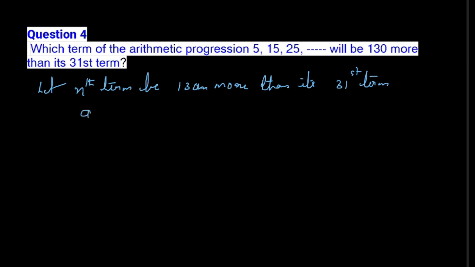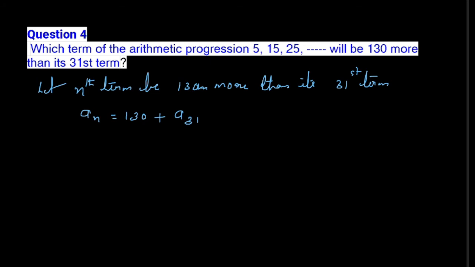So the nth term is an, right? So an must be 130 more than, so we have to add it, right? 130 plus the 31st term, that is A31. So an is equal to 130 plus A31. This is the condition we are given in the question. Which term of the arithmetic progression? So we are assuming that the nth term is 130 more than its 31st term. So an is equal to 130 plus A31, right?